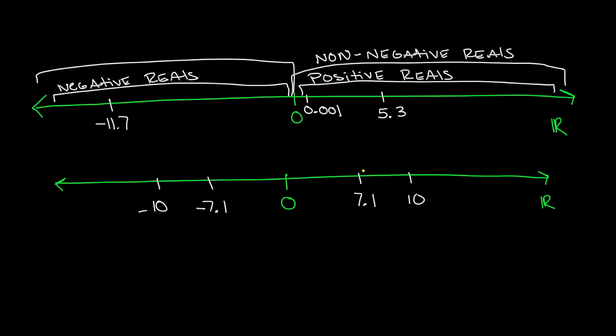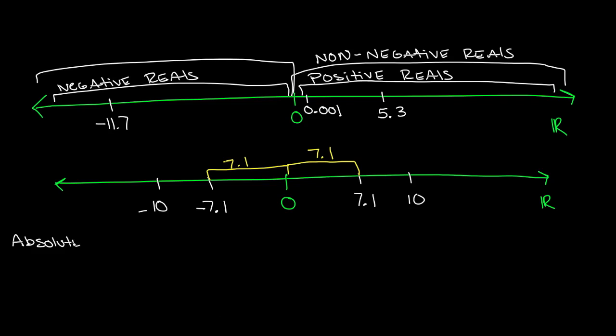However, 7.1 and minus 7.1 have one important thing in common, which is that they have the same distance to 0. The distance from here to here is about 7.1, in fact exactly 7.1, and the distance from here to here is 7.1. There's a concept called absolute value. Let's define that.